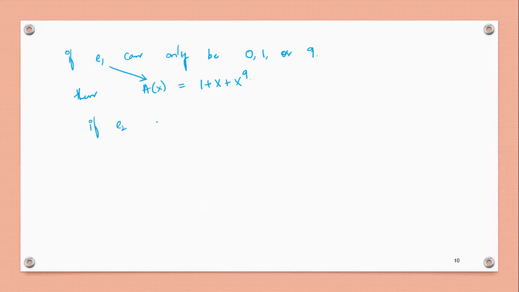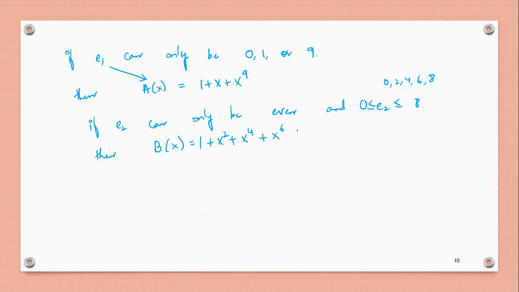Also, if e2 can only be even and e2 lies between 0 and 8, then what will be b of x? Then b of x will be given as, so e2 values should be even and between 0 and 8. So 0, 2, 4, 6, 8. So our b of x will be x power 0 is 1 plus x square plus x power 4 plus x power 6 plus x power 8. Okay, so this is b of x.